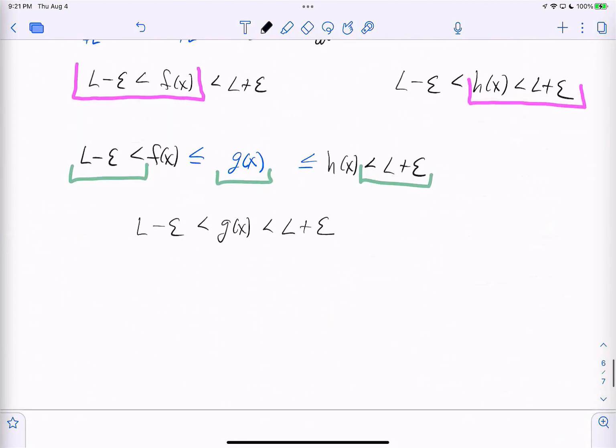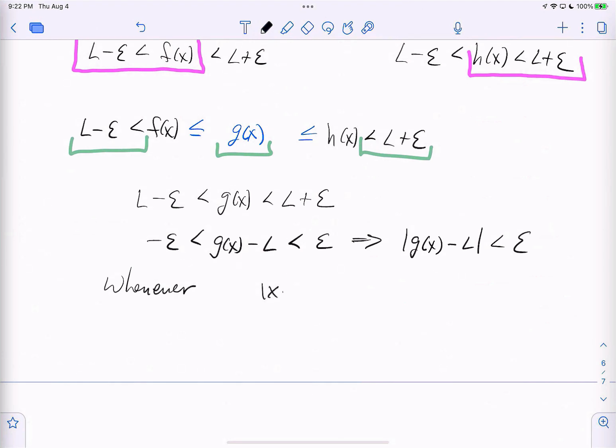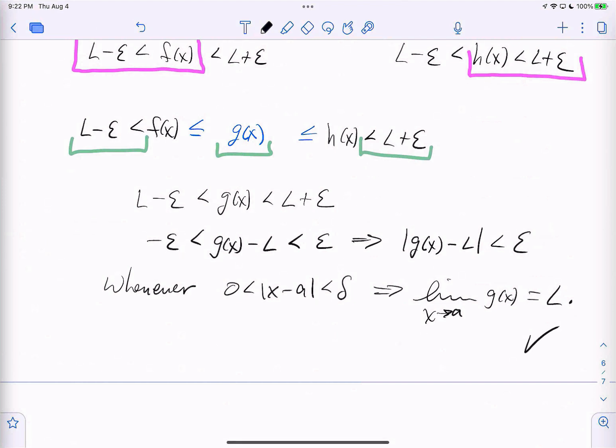Now, if I subtract L from all three parts, then I have g of x minus L is between negative epsilon and epsilon, which means that the absolute value of g of x minus L is less than epsilon whenever the absolute value of x minus a is positive and less than delta, which means that the limit as x approaches a of g of x is equal to L, which is what we were setting out to prove.